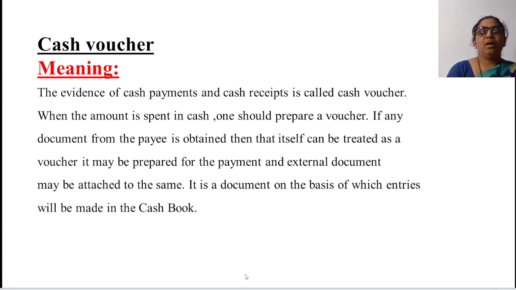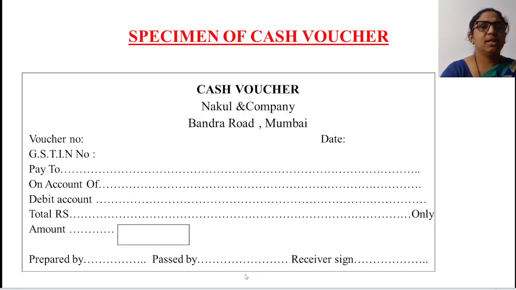So always remember, the evidence of cash payments as well as cash receipts is called a cash voucher. When you spend an amount in cash, one should always prepare a voucher. It is a document on the basis of which entries will be made in the cash book, because when you spend money in cash and a voucher is prepared, entries will be made directly in the cash book. Further is the format or specimen of a cash voucher.